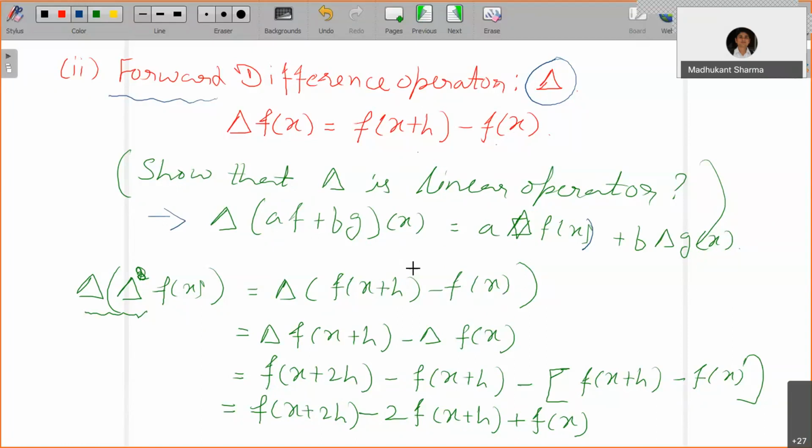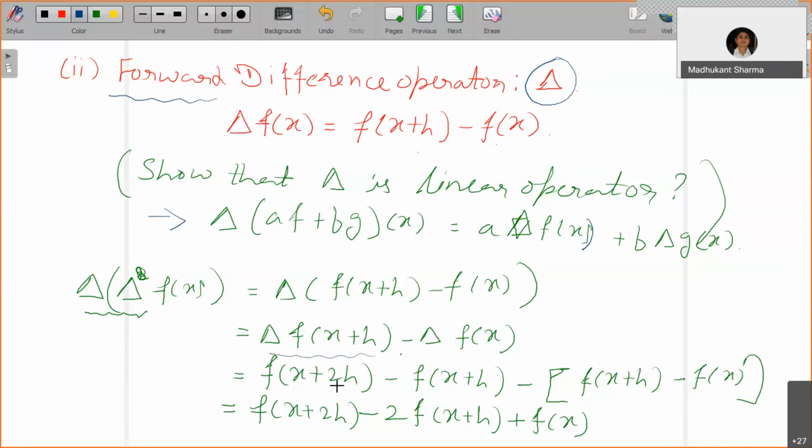With this property, if you apply delta again, the forward difference operator, you are going to use the linear property: apply it on the first function minus apply it on the second function, and then use the definition. So the difference becomes f(x plus 2h) minus f(x plus h).